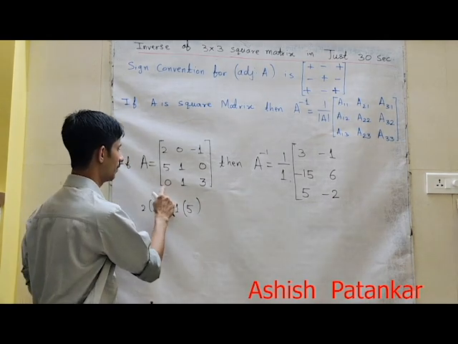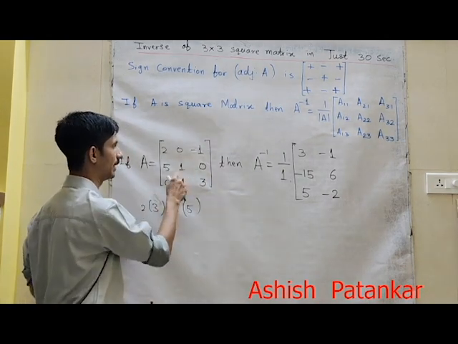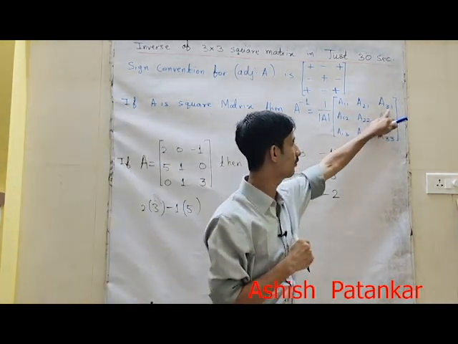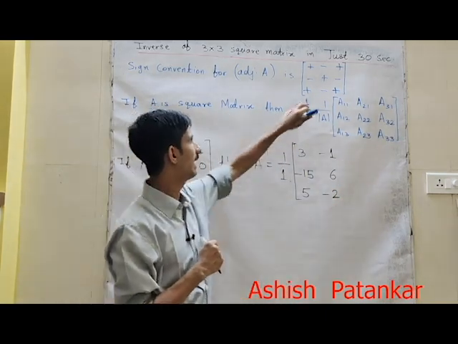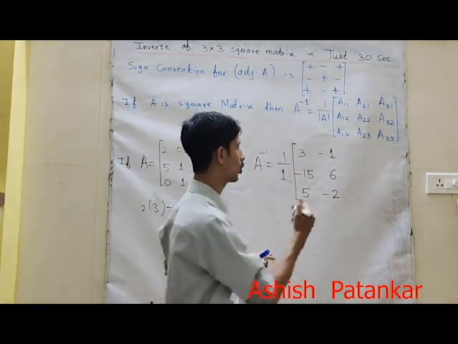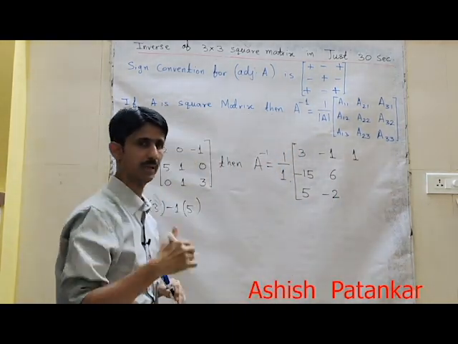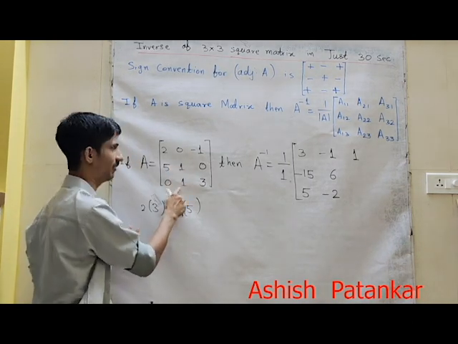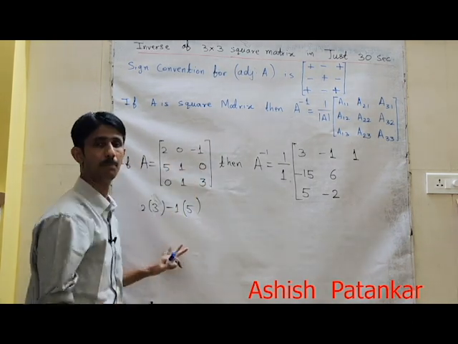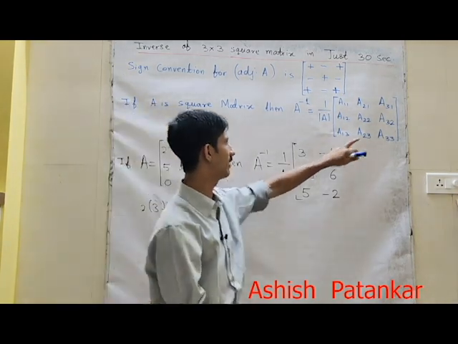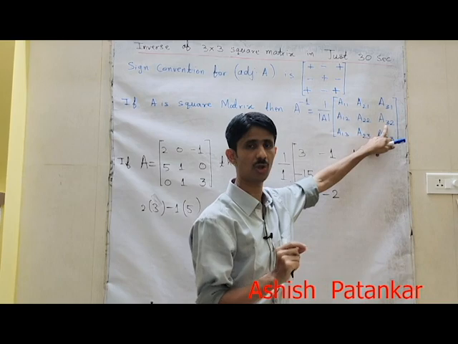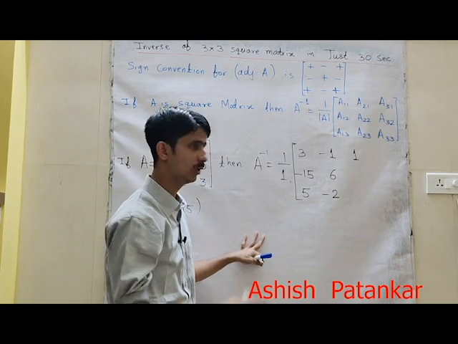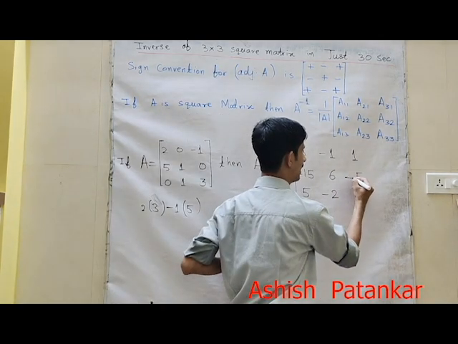Next minor is the position 3, 1, and that entry is nothing but 1. Now that 1 is to be placed in the position of cofactor A31, and that entry has a plus sign over here, so it's going to remain 1 itself. Okay, next minor is position 3, 2, third row second column to be left out, and that entry is nothing but positive 5. Now that positive 5 entry is to be placed in the position of A32, and since there is a minus sign in the position of A32, this entry is going to become minus 5.